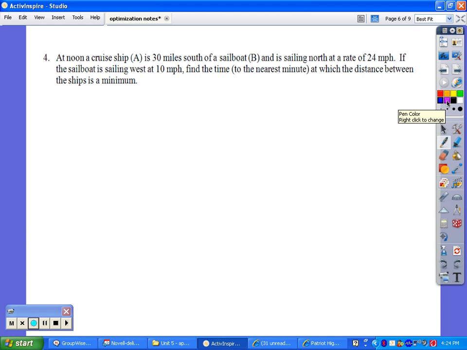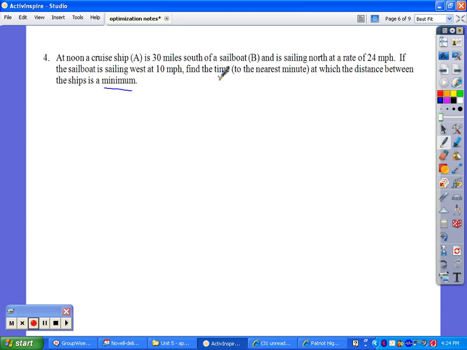Alright, so the last problem we're going to do in this lesson, and then the other ones we're going to try in class, and you should read through the examples because they have extra examples in the textbook, is we have at noon a cruise ship is 30 miles south of a sailboat B and is sailing north at a rate of 24 miles per hour. And if the sailboat is sailing west at 10 miles per hour, find the time at which the distance between the ships is a minimum.